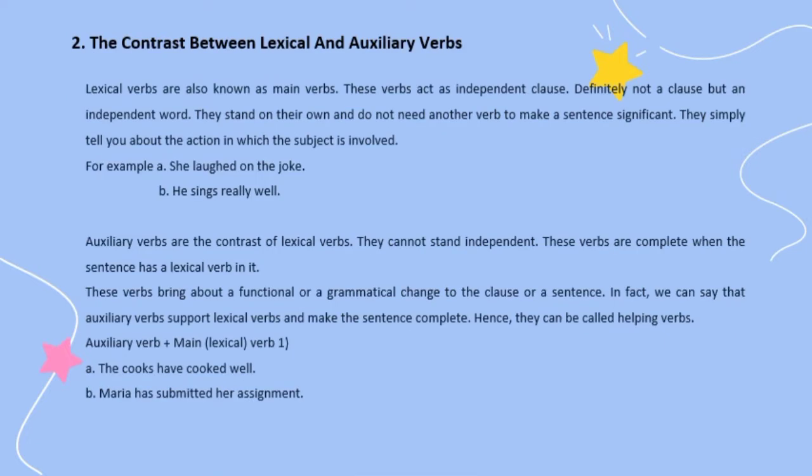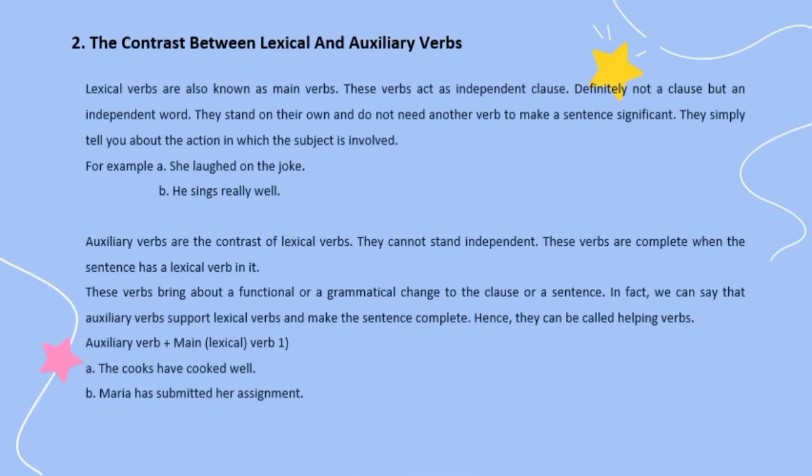Number 2 is the contrast between lexical and auxiliary verbs. Lexical verbs are also known as main verbs. These verbs act as an independent word. They stand on their own and do not need another verb to make a sentence meaningful. They simply tell you about the action in which the subject is involved. For example, she laughed at the joke, or he sings really well.